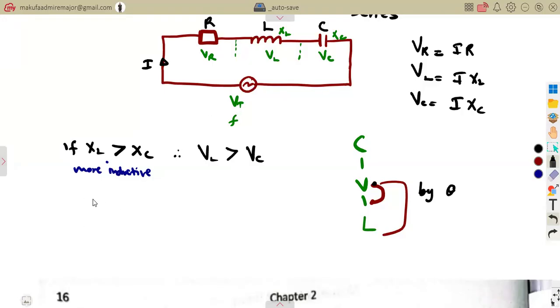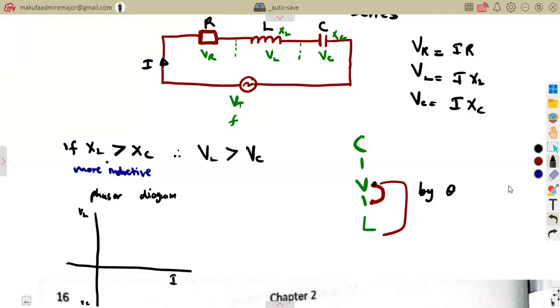If you are to consider the phasor diagram in this case, it is going to be like this. This is the major part of your diagram. Remember, the voltage leads. The voltage is the one on top, so this is where we are supposed to have our VL, and this is where we are supposed to have our VC. For the inductor, the voltage leads, meaning this is where our current is.